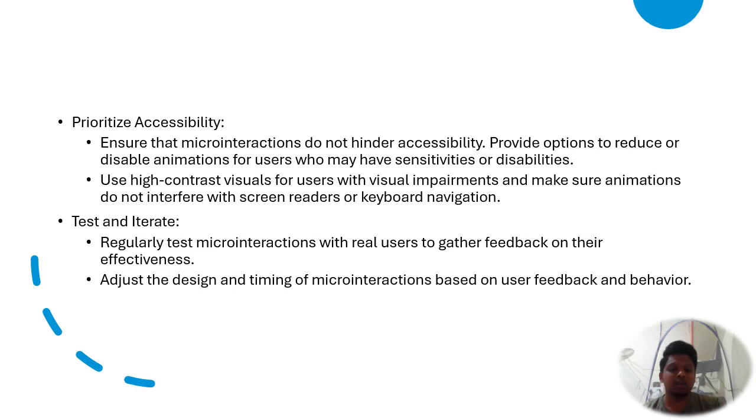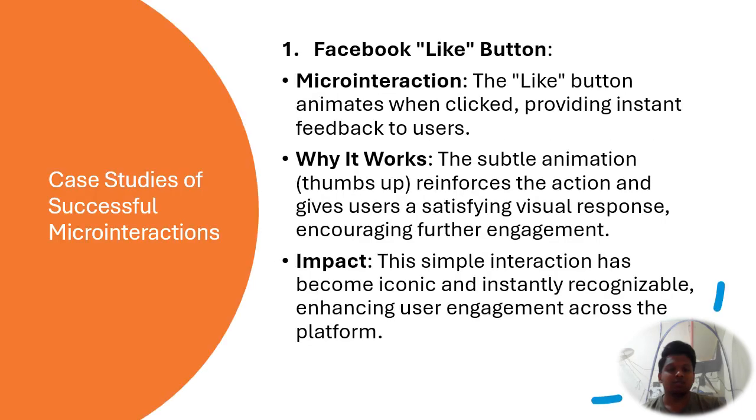Next is accessibility. Ensure that micro interactions do not hinder access, providing options to reduce or disable animation for users who may be motion sensitive or disabled. Testing and iteration: regularly test micro interactions with real users to gather feedback on their effectiveness, adjusting the design and timing of micro interactions using feedback and behavior.